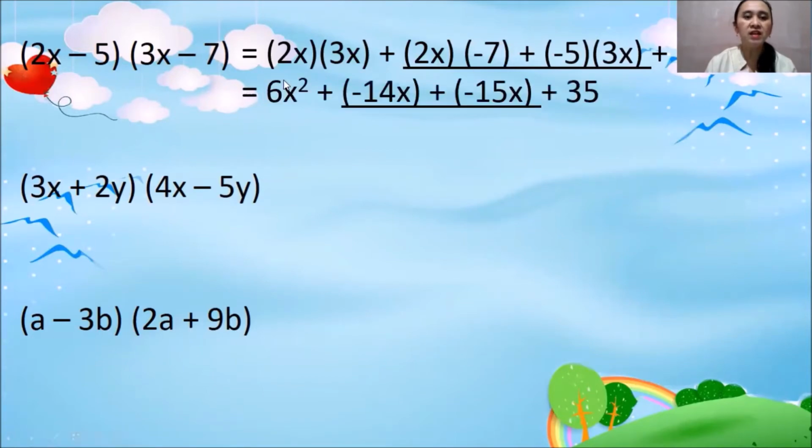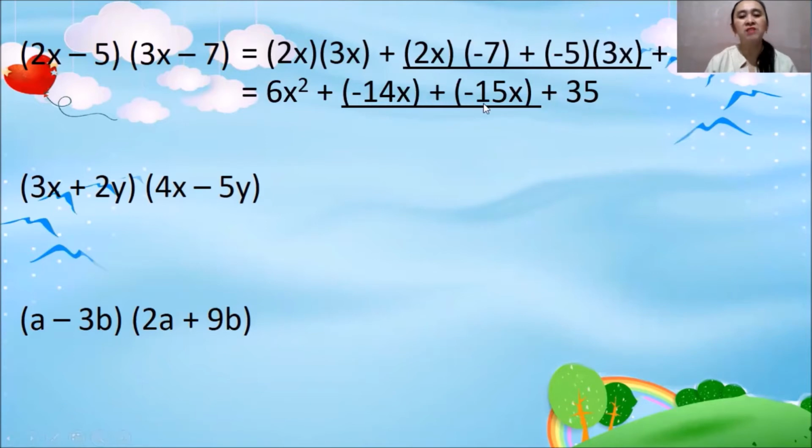So it is equal 2 times 3 is 6. And x times x, 1 plus 1 is x squared. Then 2 times negative 7 is minus 14x. The negative 5 times 3 is negative 15. The negative 5 times negative 7 is equal to plus 35.